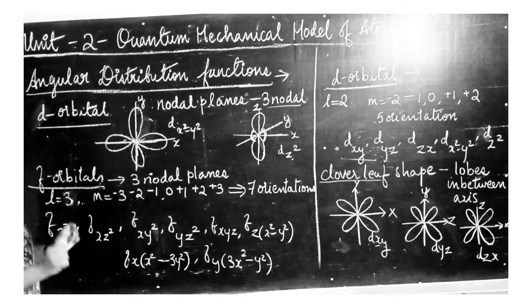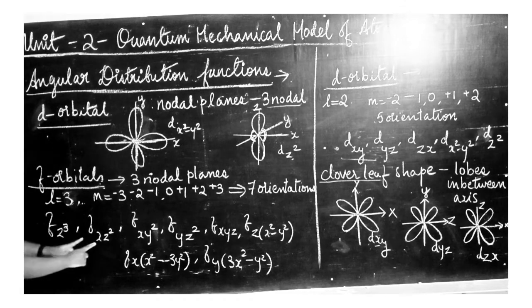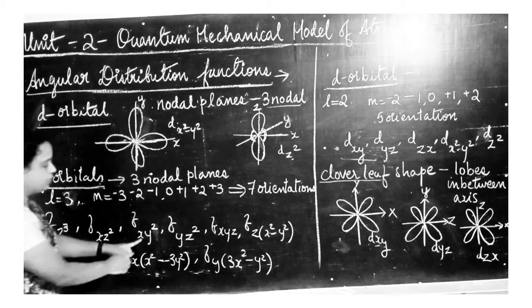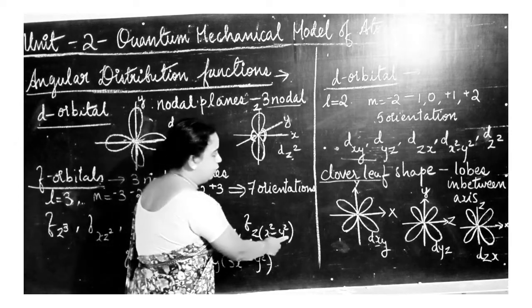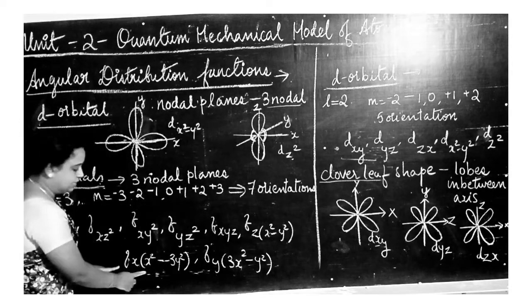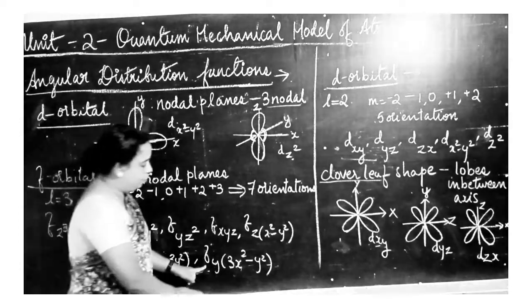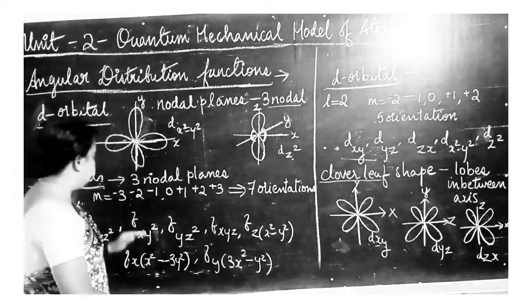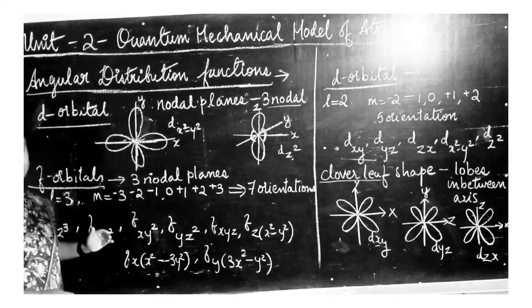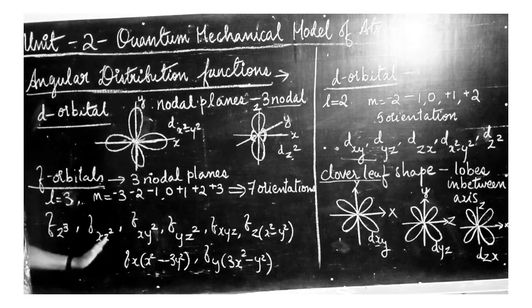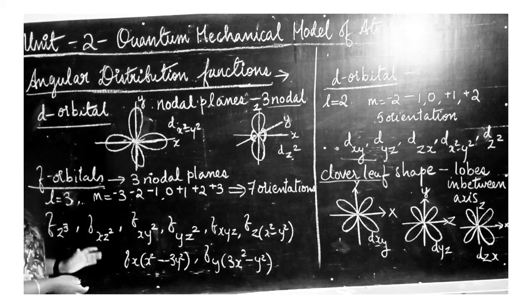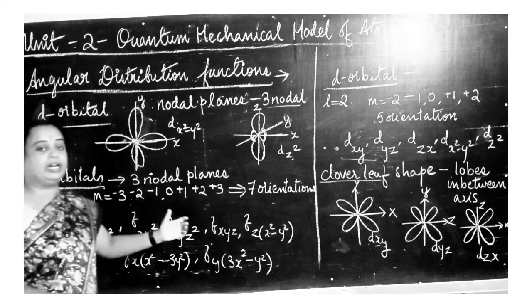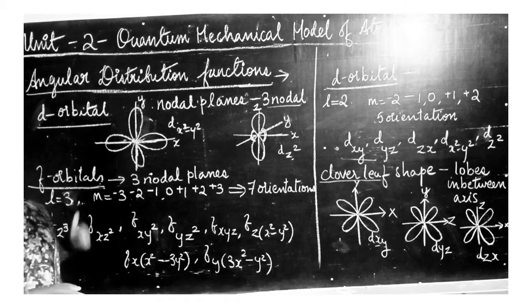So what are those 7 suborbitals? fz cube, fxz square, fyz square, fxyz, fz(x square minus y square), fx(x square minus 3y square), fy(3x square minus y square). So these are the 7 suborbitals of the f orbitals. Drawing the structures of these suborbitals is very complicated and confusing, so we need not go into it. We just study the names of the 7 orientations or suborbitals of the f orbitals.